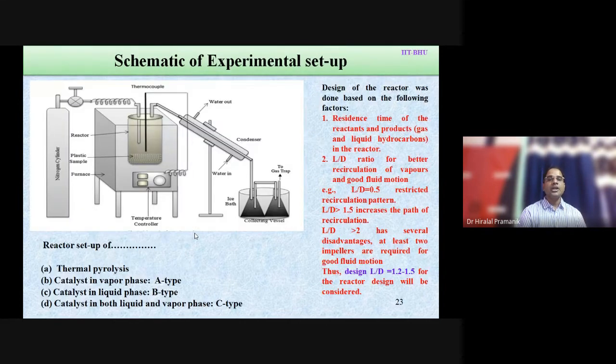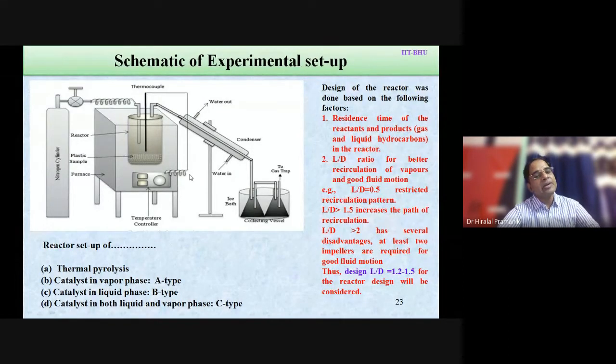This is the experimental setup where you can see one nitrogen cylinder to purge nitrogen and maintain an inert atmosphere within the reactor. This is basically the reactor, and within this reactor, we feed the plastic. We cut it into small pieces and then feed it into the reactor, and it is closed, and then nitrogen is purged. And what happens after purging nitrogen?